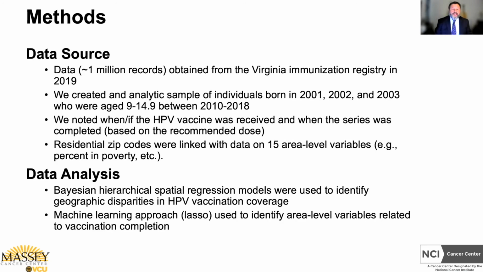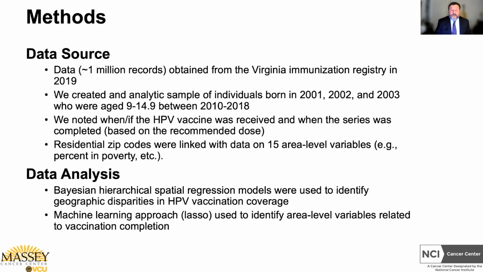The data source that we used was data from the Virginia Immunization Registry. We created an analytic sample of individuals born in 2001, 2002, and 2003 who were HPV vaccination age ready between 2010 and 2018. We took all the immunization records present for this birth cohort at the time, so their birth immunizations, and traced them into adolescence to look at whether or not they had received an HPV vaccination during their eligibility period.